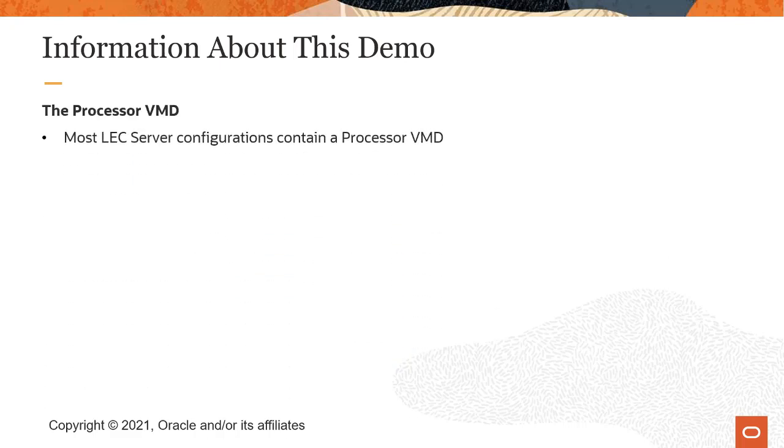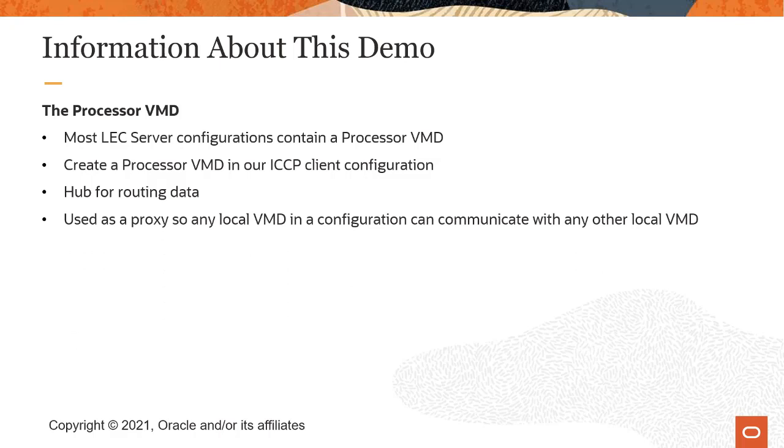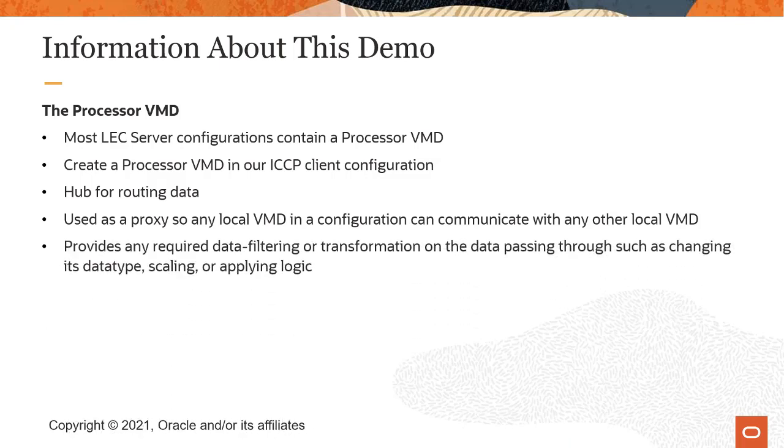Most LEC server configurations contain a processor VMD. Therefore, we will need to create a processor VMD in our ICCP client configuration. The processor VMD is also a hub for routing data, and it's used as a proxy so any local VMD in a configuration can communicate with another local VMD. The processor VMD also provides any required data filtering or transformation on the data passing through, such as changing its data type, scaling, or applying logic.